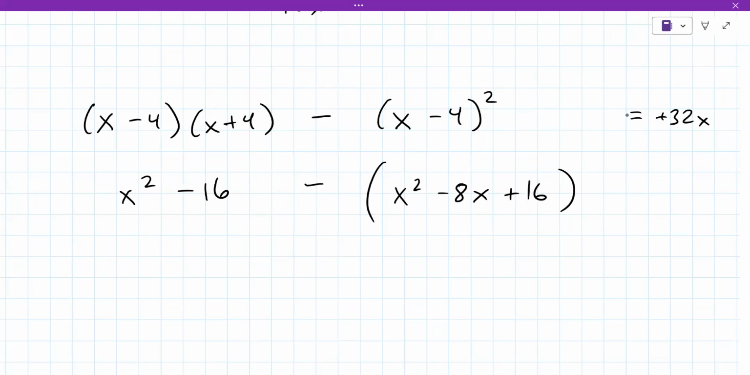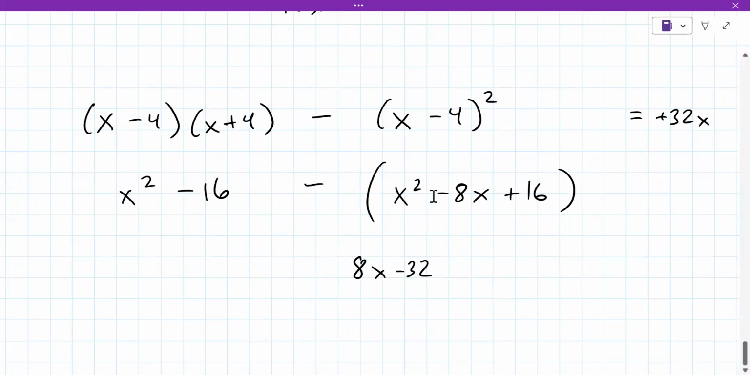Yeah, so why don't you give it another try from here? Okay. Oh, yeah, that's right. It would be 8x minus 32. Is that right? It is 8x minus 32.